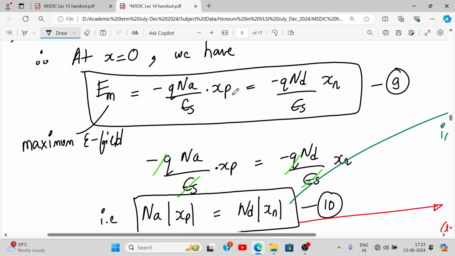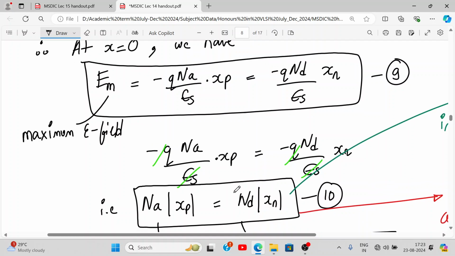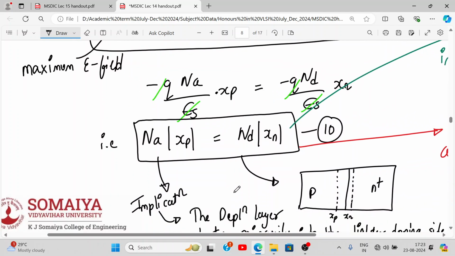Now from this, can we equate these two equations? Q and epsilon S will get cancelled. So finally we get NA XP and ND XN are equal, with the mod. Why have we written mod? Because distance cannot be negative. We have taken just a reference.